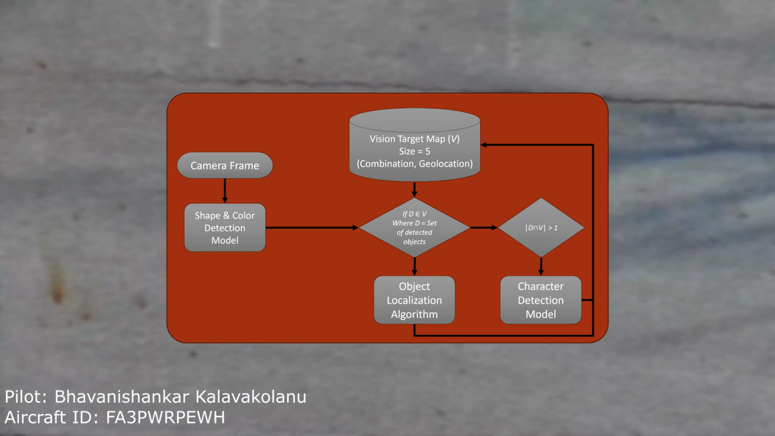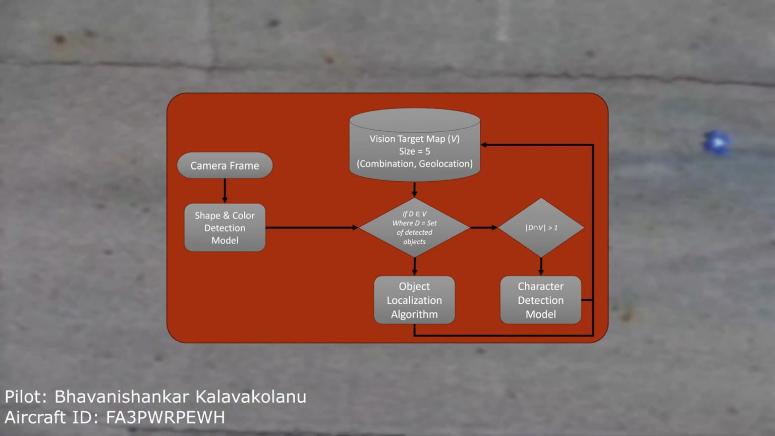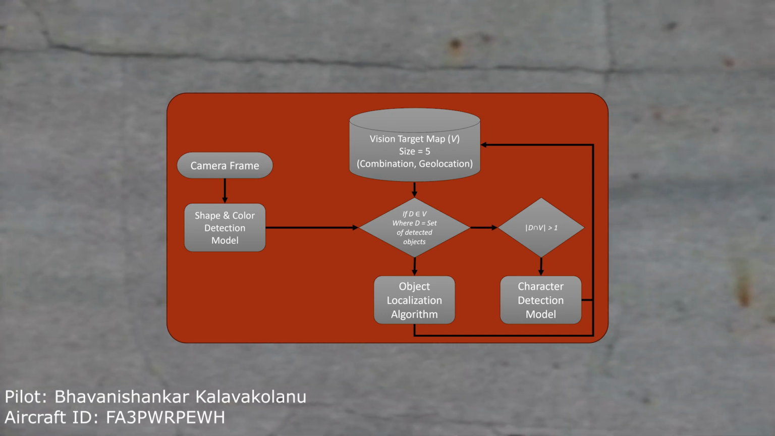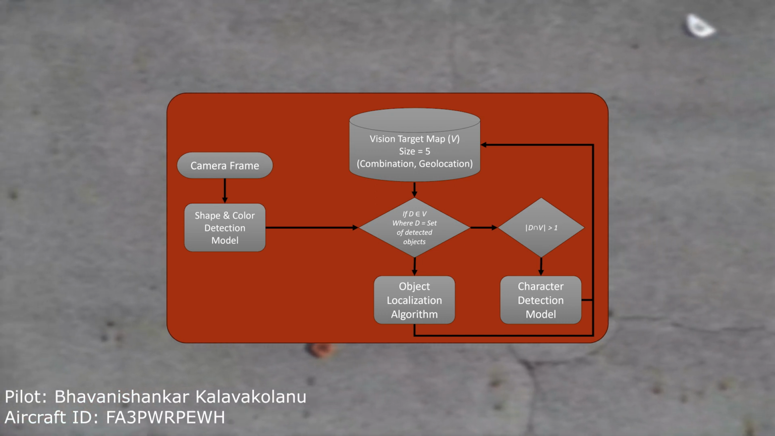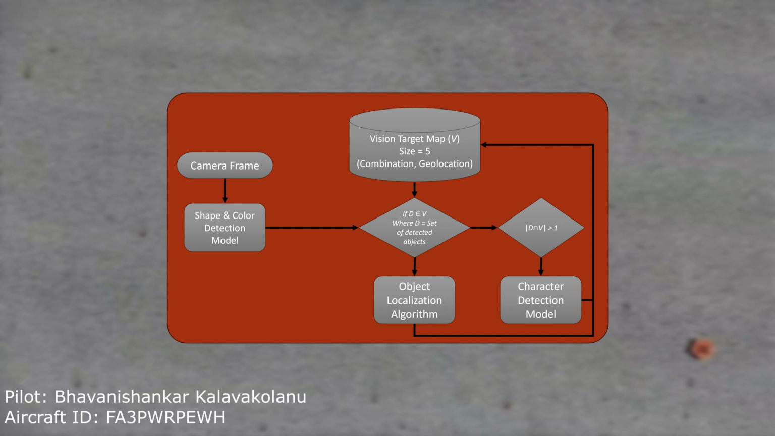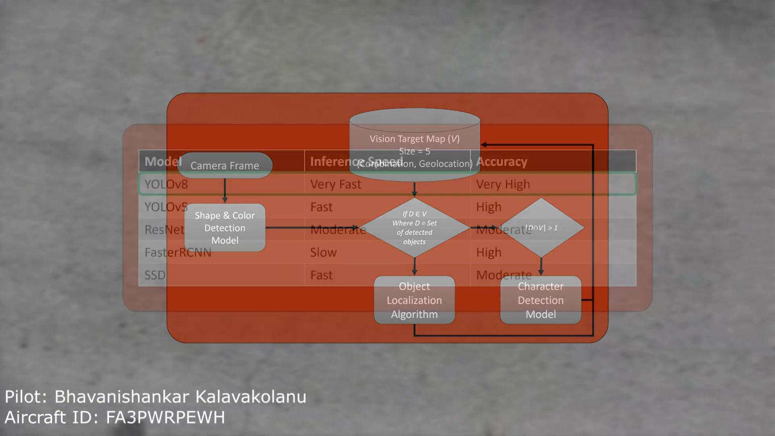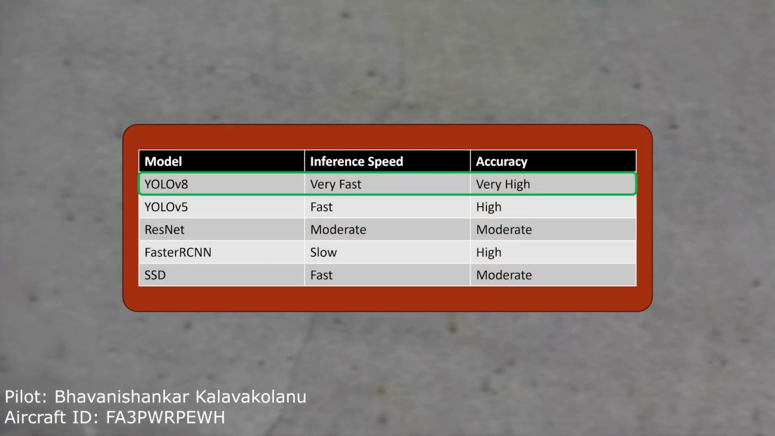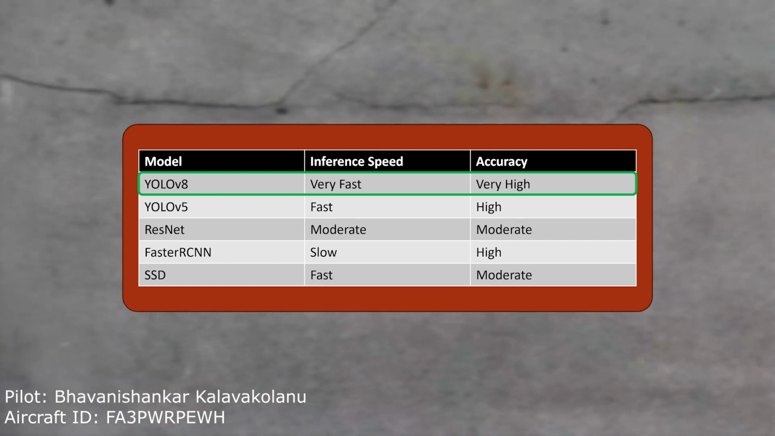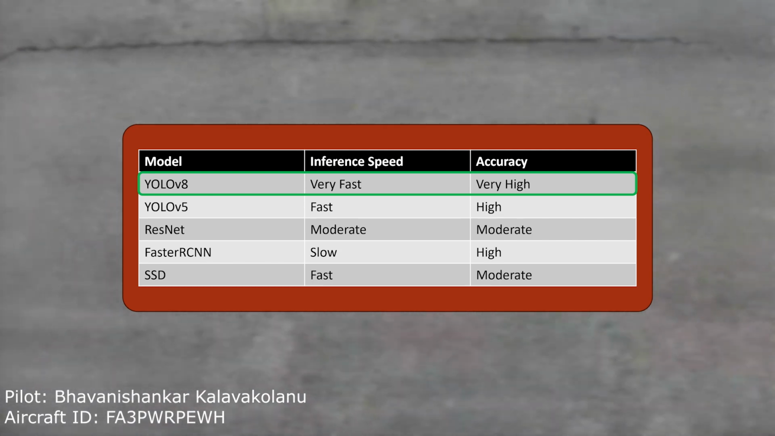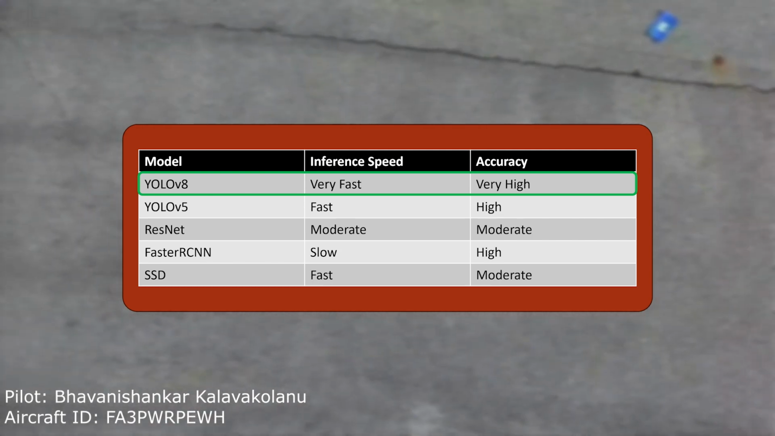In parallel, the team's custom-developed object localization algorithm is run to find the geolocation of the object, which is then used to update the vision target map. For both the shape, color, and character detection models, YOLO V8 was chosen over other alternatives due to its efficiency and accuracy.